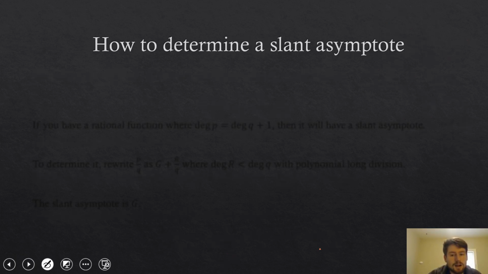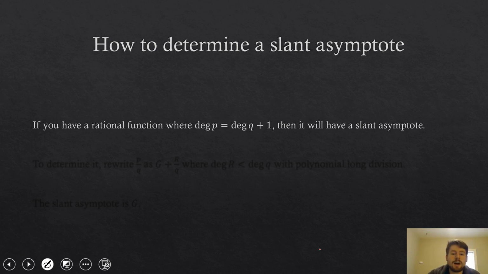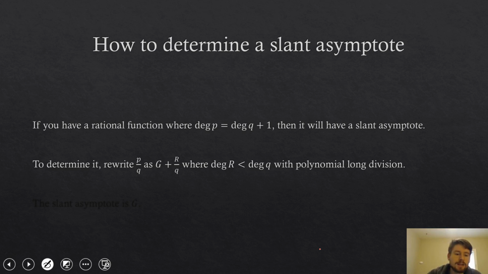So to determine a slant asymptote, if you've got a rational function where the degree of the top is 1 more than the degree of the bottom, so degree of p is equal to degree of q plus 1, it's going to have a slant asymptote, and you just have to find it. To determine it, you rewrite p over q as g plus r over q using polynomial long division, and the slant asymptote is going to be g. That's all there is to it. Everything else we've already talked about: how to find x and y intercepts, vertical asymptotes, and so forth. We're just going to sketch those like usual.